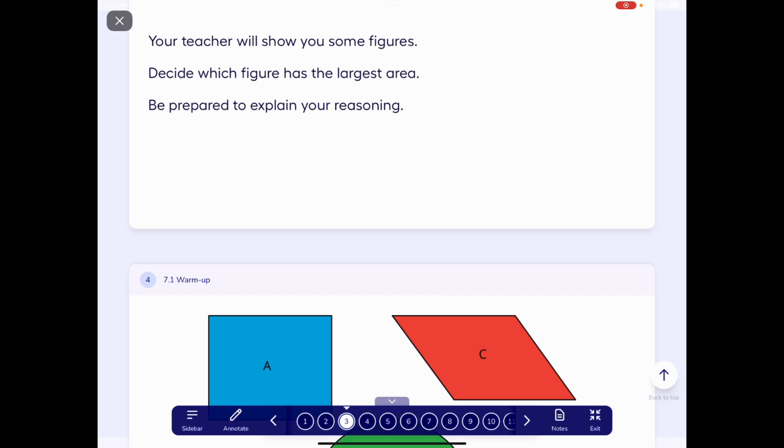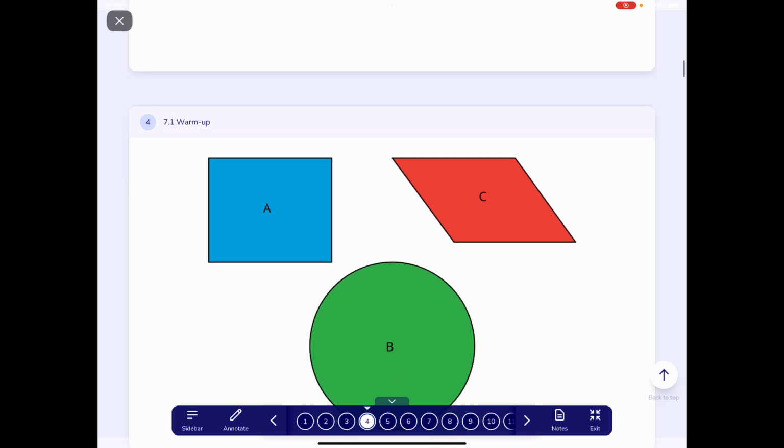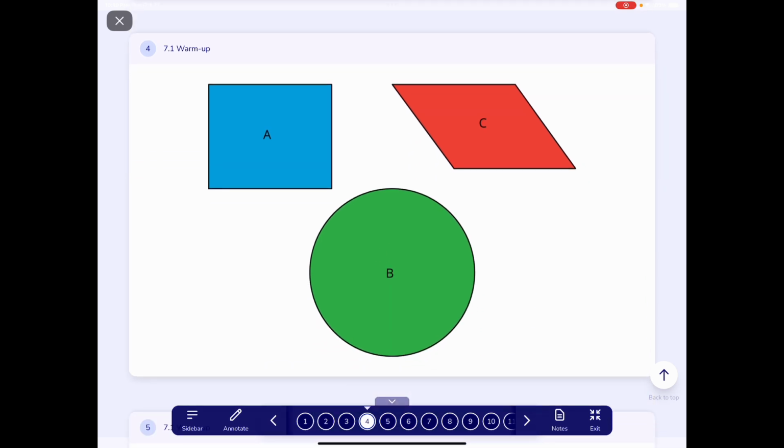Let's call these figures, because not all of them are polygons. Two of them are polygons. The green one is not a polygon. Which figure has the largest area? Pause the video and think about which figure has the largest area.